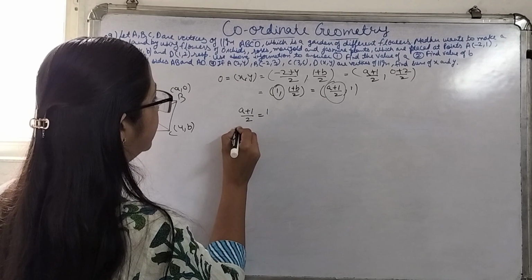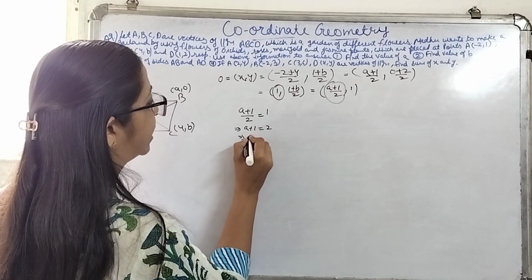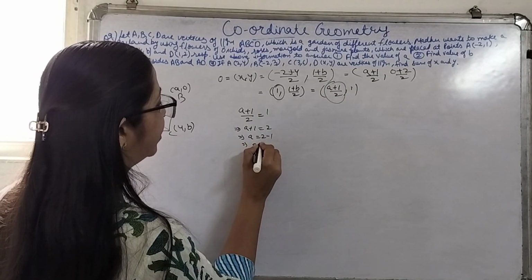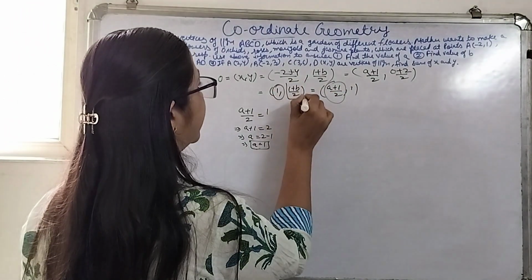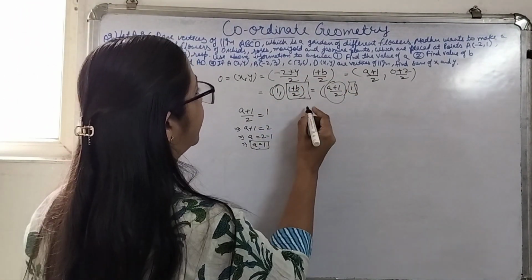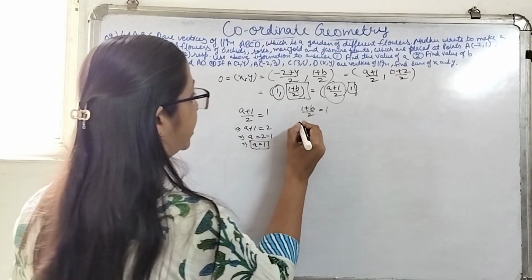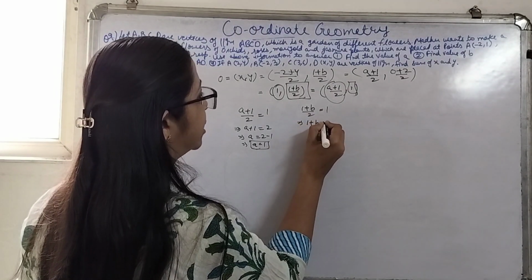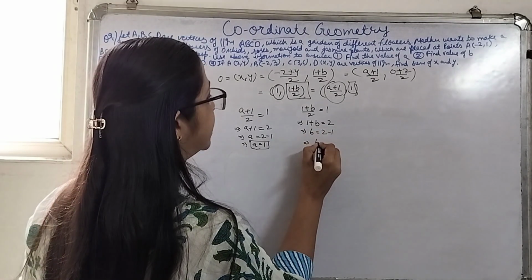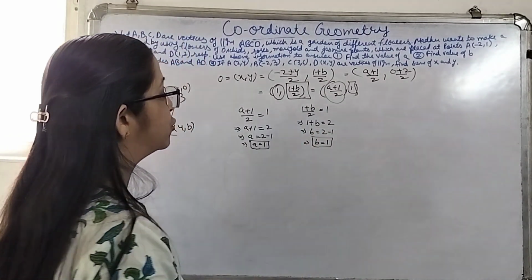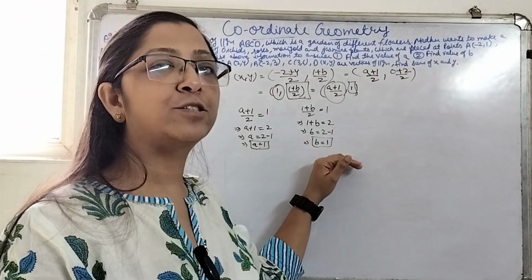If we solve it further, it will give us a plus 1 is equivalent to 2 multiplied by 1, which is 2, or we can say a will be 2 minus 1, so the value of a will be 1. Now, if we equate the y coordinate, it will be (1 plus b) by 2 equivalent to 1. Just solve it further: 1 plus b is equivalent to 2 multiplied by 1, which is 2. That is b is equivalent to 2 minus 1, so the value of b is 1. So the first two parts are done: find the value of a and find the value of b. The value of a is 1 and the value of b is also 1.